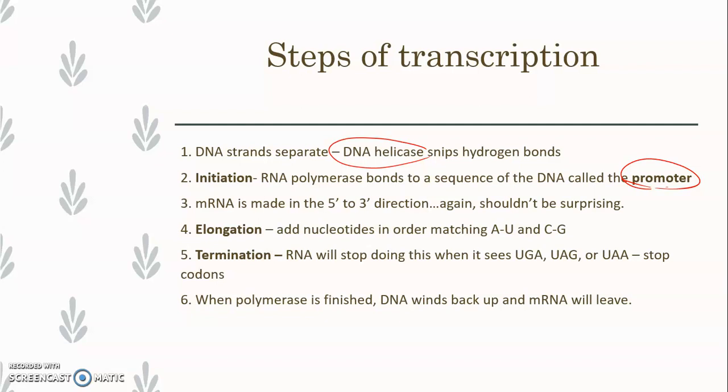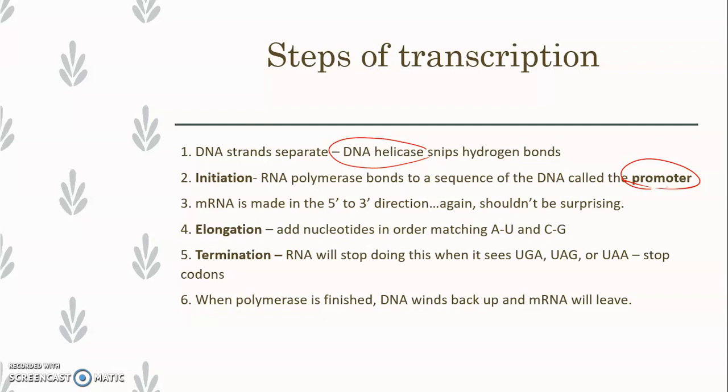The fourth step is elongation, so just adding nucleotides, steadily pairing up complementary bases: A pairs with U, T pairs with A, C pairs with G, G pairs with C. And then the next step is termination, so that's how we end the process.